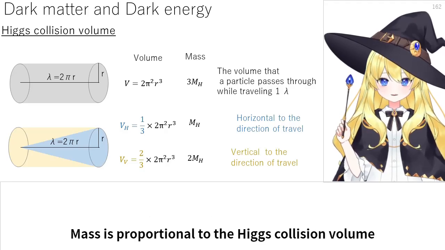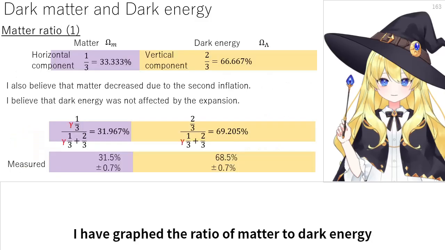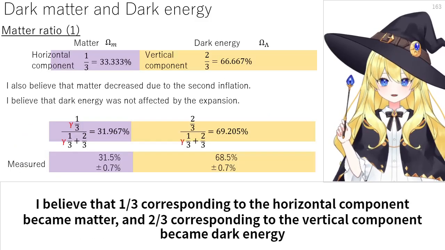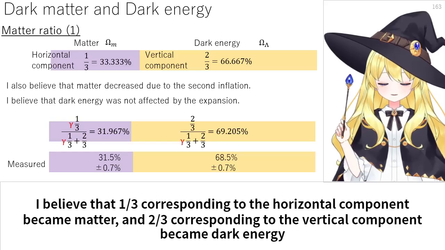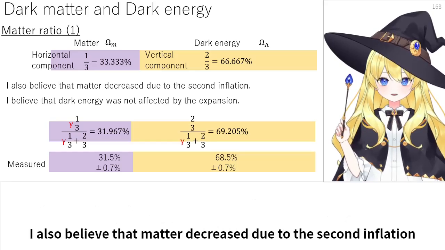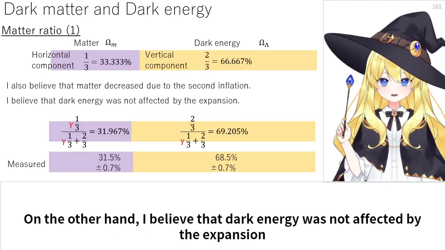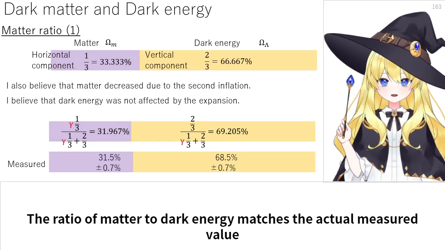Mass is proportional to the Higgs collision volume. I have graphed the ratio of matter to dark energy. I believe that 1/3 corresponding to the horizontal component became matter, and 2/3 corresponding to the vertical component became dark energy. I also believe that matter decreased due to the second inflation. On the other hand, I believe that dark energy was not affected by the expansion. The ratio of matter to dark energy matches the actual measured value.